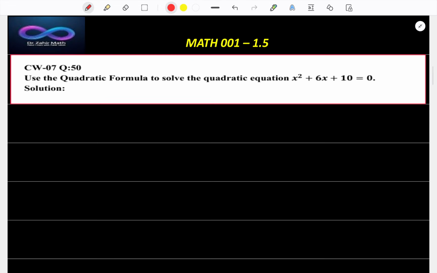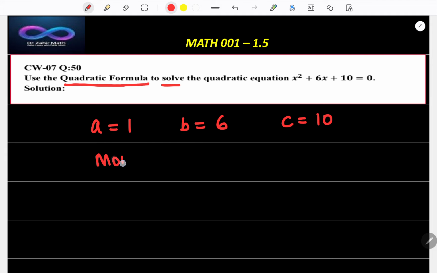The next question is: use the quadratic formula again to solve the quadratic equation. Right, so what is your A? A is equal to 1. What is your B? 6. What is your C? 10. Come on, take your calculator. Mode 5 and then 3.